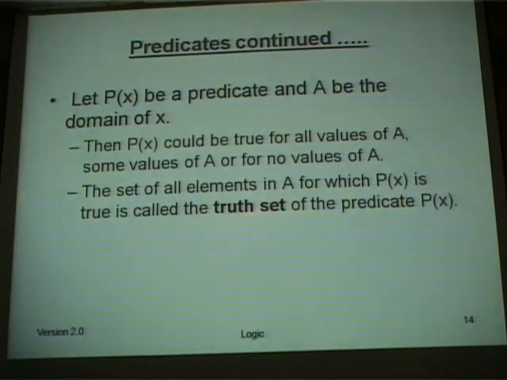Right, what is the truth set? The set of all elements in A for which P(x) is true. The set of elements for which P(x) becomes true is called a truth set. Those are some definitions.